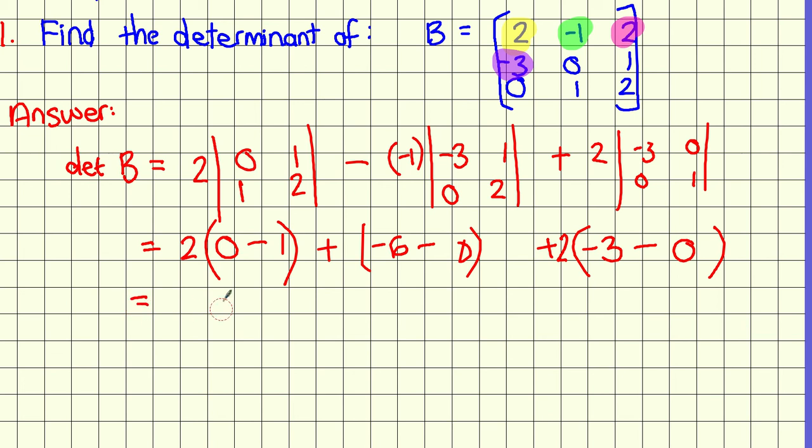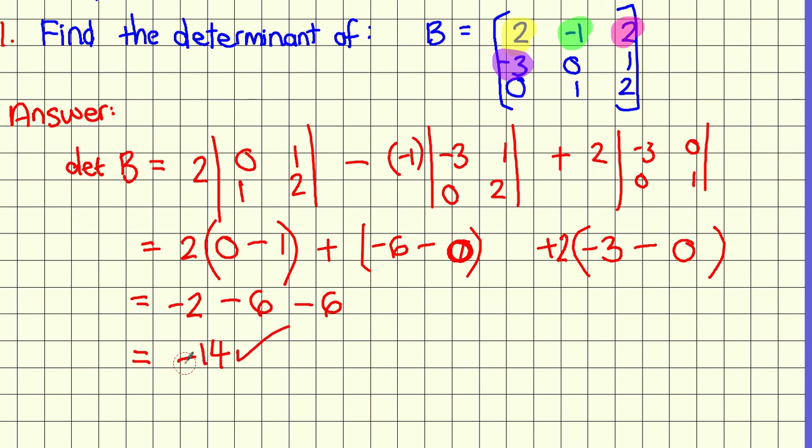Okay, so let's tidy this up a little bit. So 0 minus 1 is just minus 1. Times by that is just minus 2. Here you've got minus 6 take away 0, which is just minus 6. And then here you've got minus 3 take away 0, which is minus 3, times it by 2, which is minus 6. Okay, so that leaves us with minus 2 take away 6, which gives minus 8. Take away another 6 is minus 14.